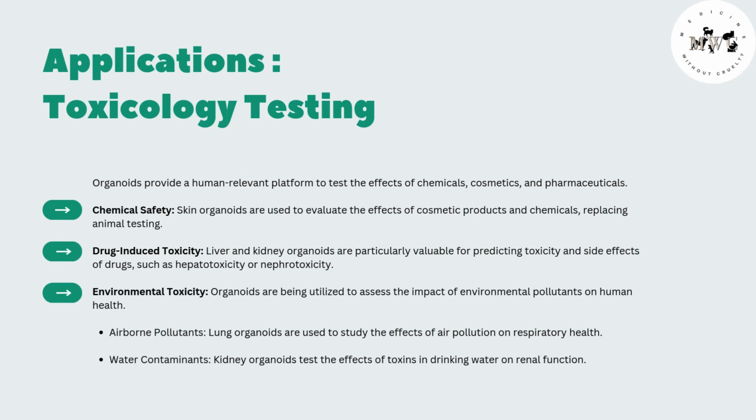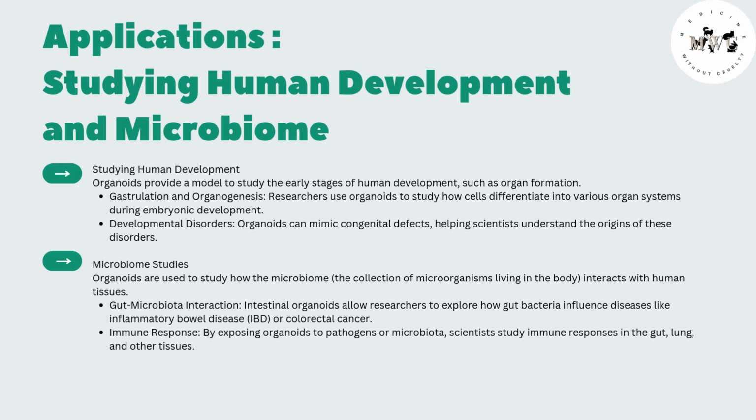And organoids are also being utilized to assess the impact of environmental pollutants on human health. For example, whether they're airborne, lung organoids can be used to study the effect of air pollution on respiratory health, and also water contamination. Kidney organoids can test the effects of toxins within drinking water, for example. It can also be used for studying human development and the microbiome.